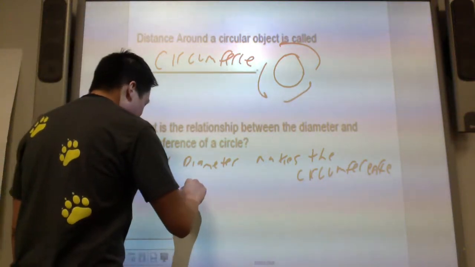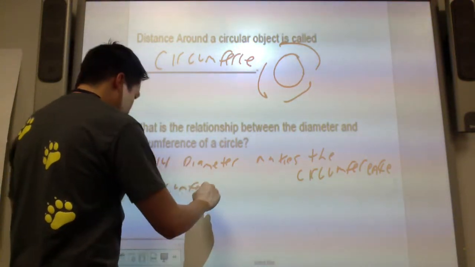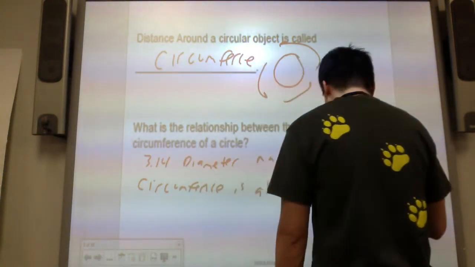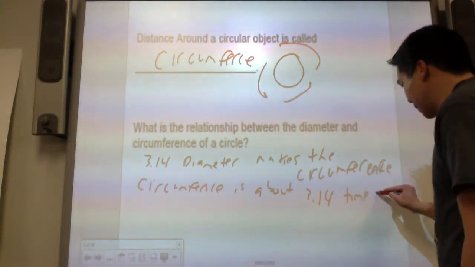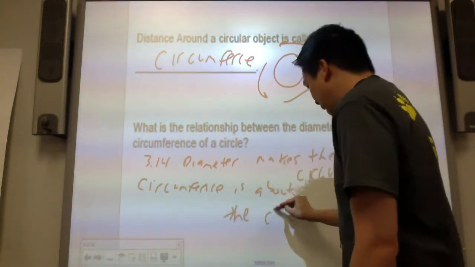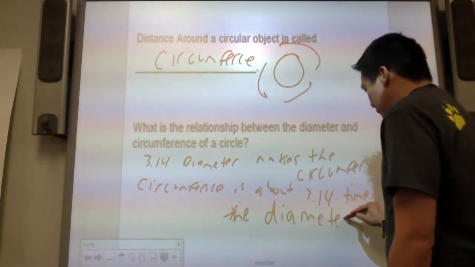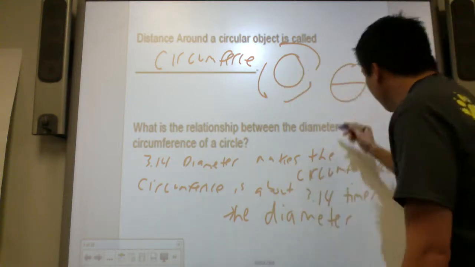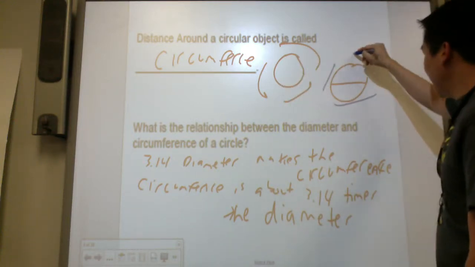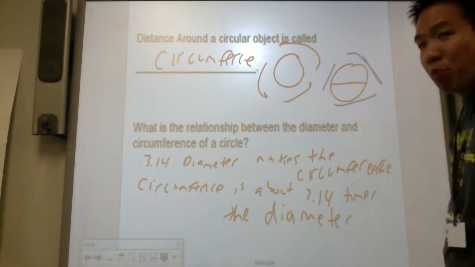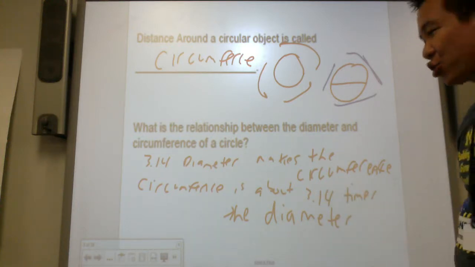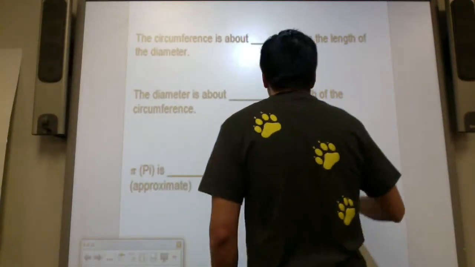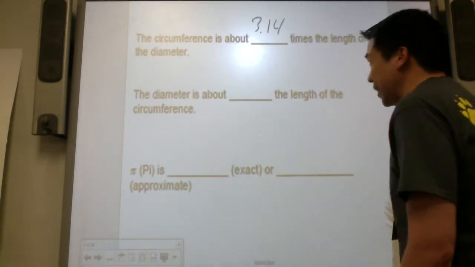the circumference is about 3.14 times the diameter. So if you have a diameter, you can take 1, 2, 3. About 3 of them, about 3.14 diameters will make a circumference. The circumference is about 3.14 times the length of the diameter.